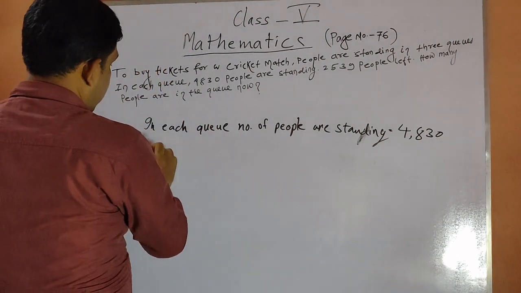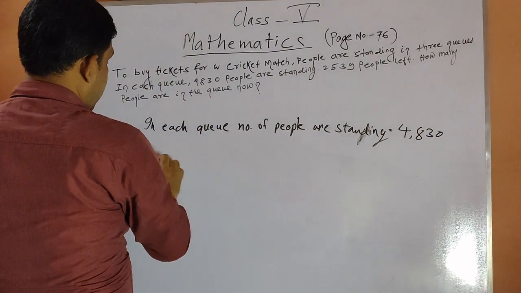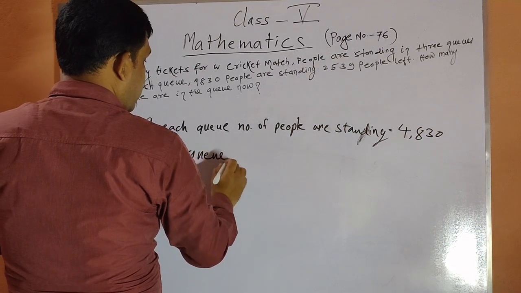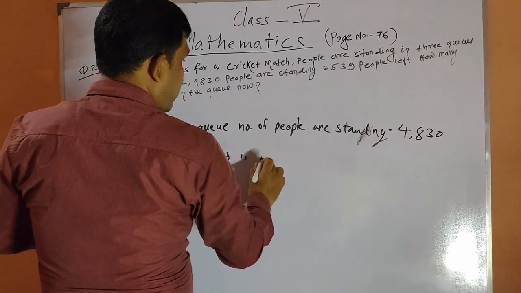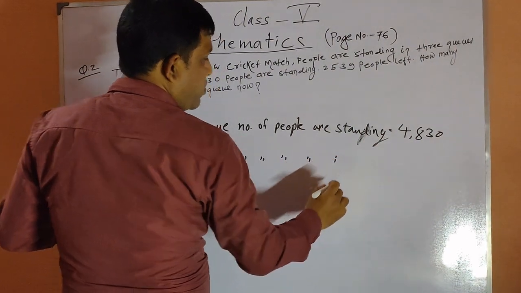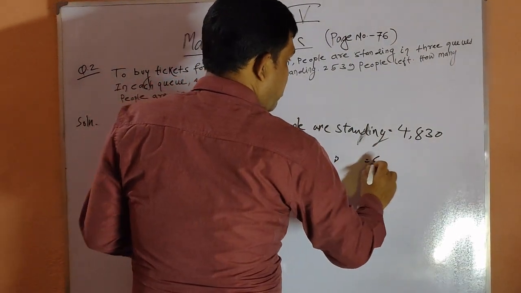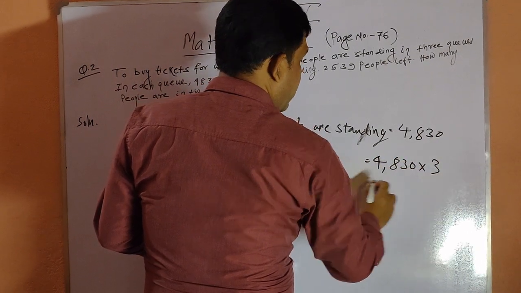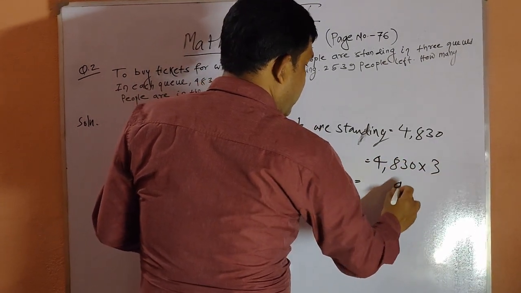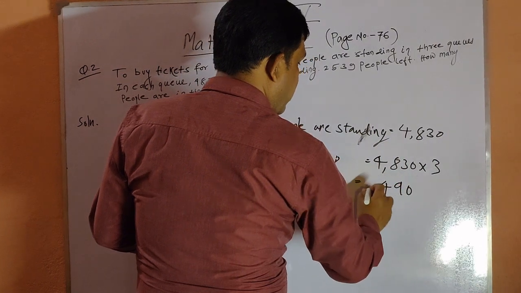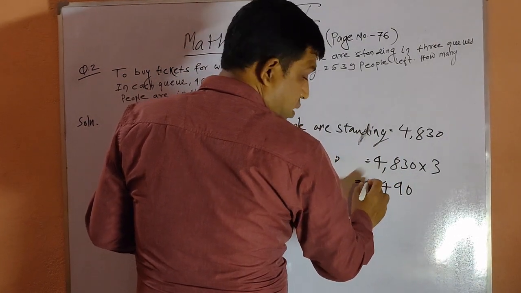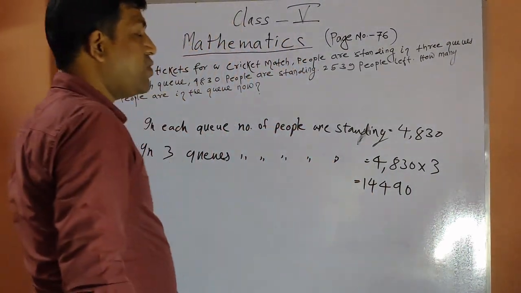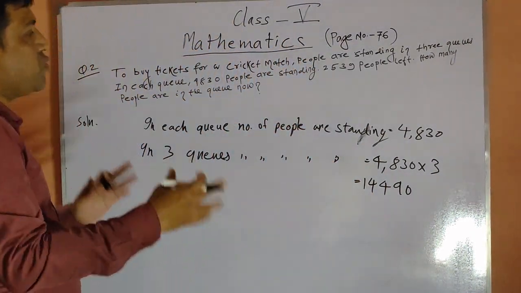That means in 3 queues, the number of people standing is equal to 4830 into 3. You will get 14490 in 3 queues.